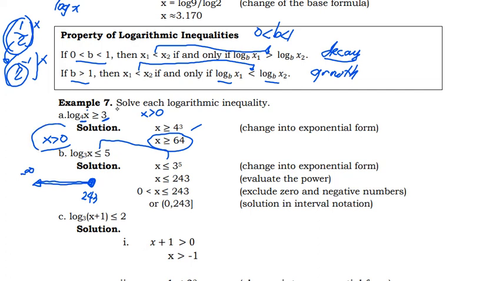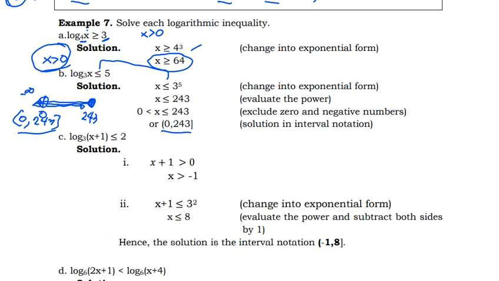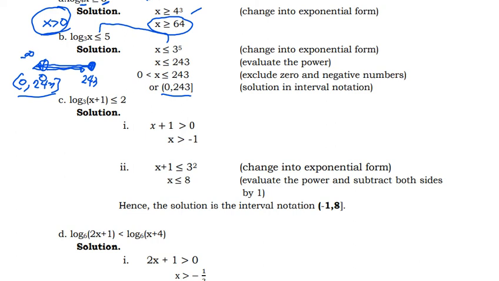But we know that x must be greater than 0, so therefore 0 must be here, and this is not included. So if we are going to find the solution set of this logarithmic inequality, we've got 0 here as the minimum but not included. Of course, we have 243, which is included. Okay? So that's why we have 0 is less than x less than or equal to 243, or we have this interval.